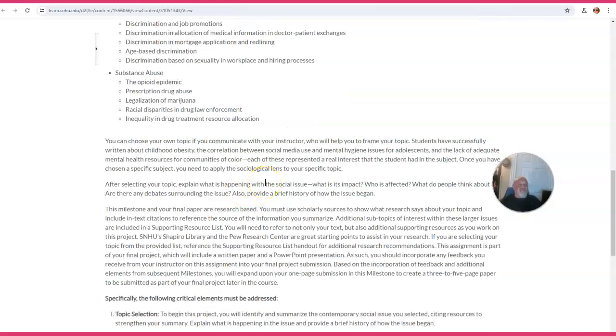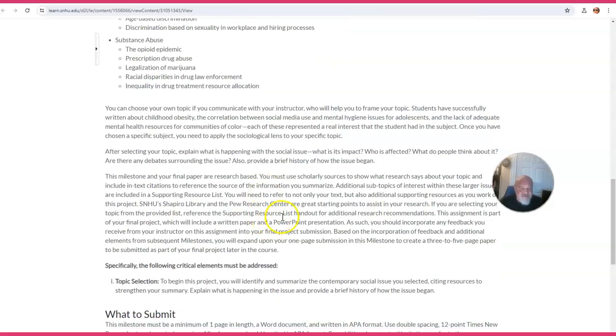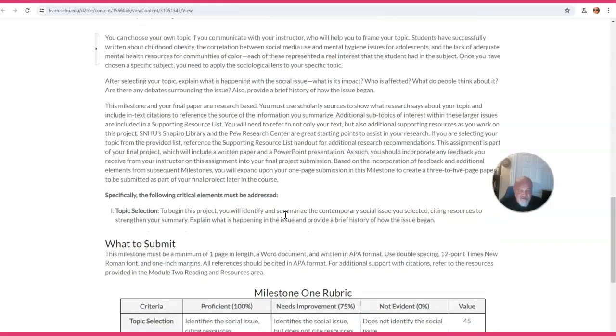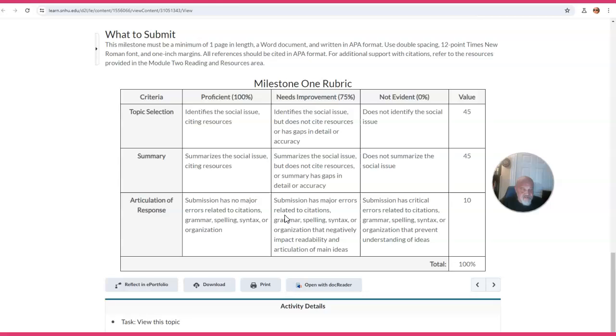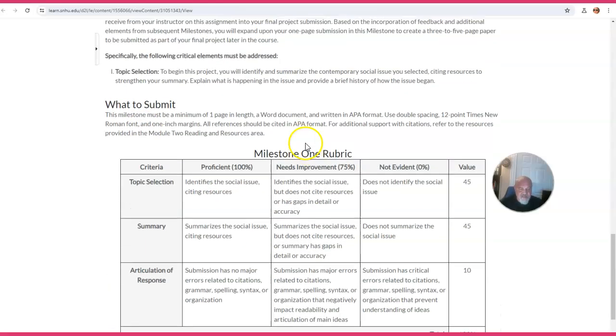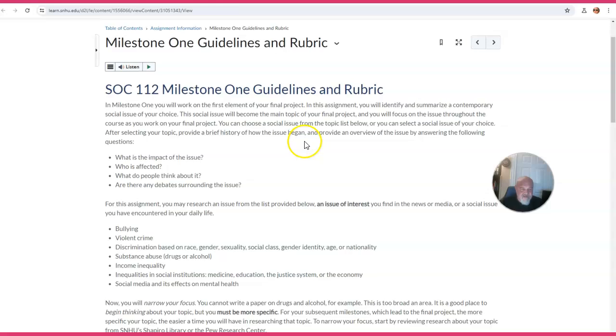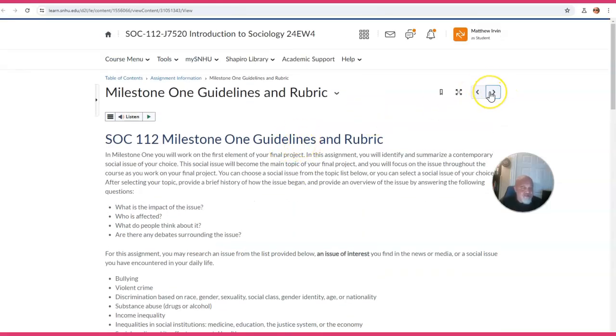If you do, please communicate with me. All right? After you select your topic, explain what's happening, what's the impact, who is affected, okay? Now, this is going to be your rubric. And here's what to submit, and how to submit. This is key. This assignment is very critical. It's kind of one of your baselines for the class, okay?